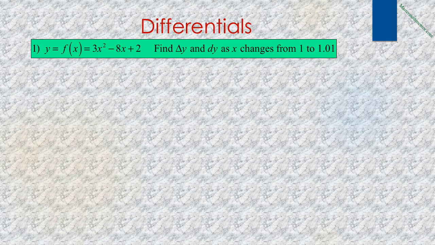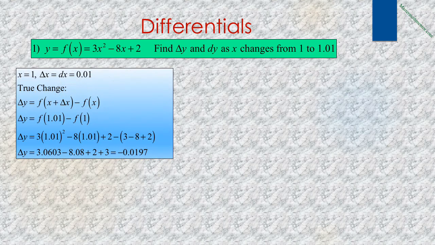In number 1, we are given that y, which is f of x, equals 3x squared minus 8x plus 2. We would like to find both delta y and dy as x changes from 1 to 1.01. We are told that x is equal to 1. And since we want to find a change as x changes from 1 to 1.01, delta x, which is dx, is equal to 0.01.